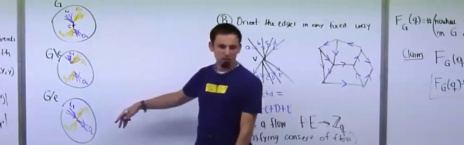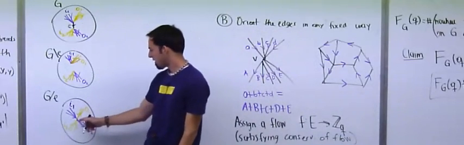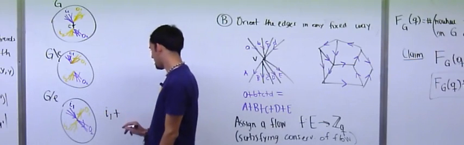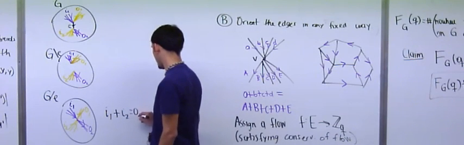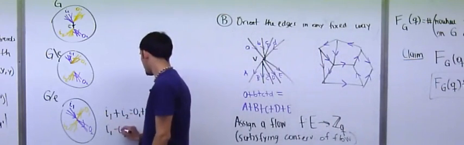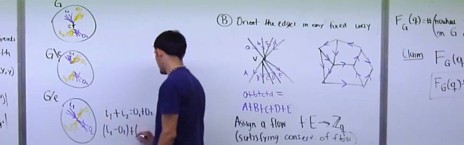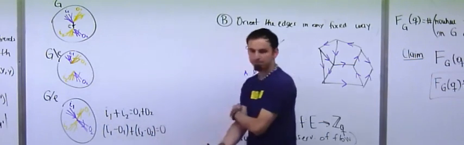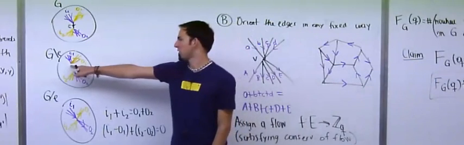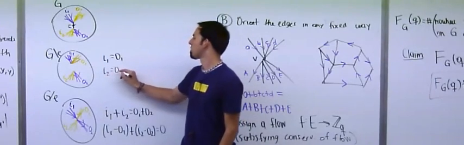So the only difference in these three graphs is just whatever happens at E, right? Now, what do I need to happen here for this to be a flow? I need that I1 plus I2 equals O1 plus O2. This is what I need if this is going to be a flow. And let me rewrite this as I1 minus O1 plus I2 minus O2 is equal to 0. Okay. What do I need for this guy to be a flow? I need to have flow conservation here, meaning that I1 is equal to O1, and flow conservation here, meaning that I2 is equal to O2.